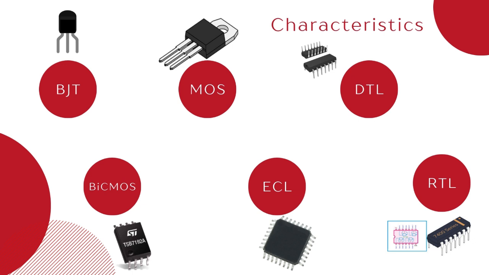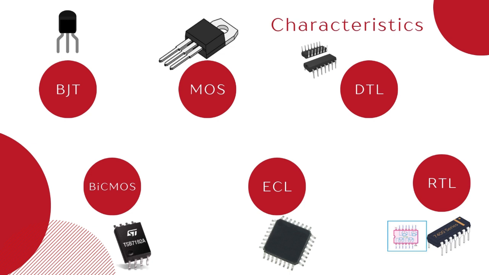Here are some of the characteristics of the following technologies. We have already discussed CMOS circuits, and now we will begin with BJT circuits. BJT, bipolar junction transistor. BJT technology is based on NPN and PNP transistors and is typically used for analog circuits and high-speed switching applications.